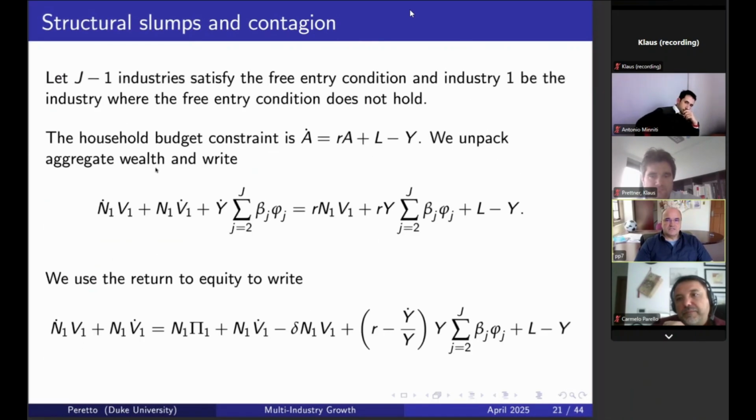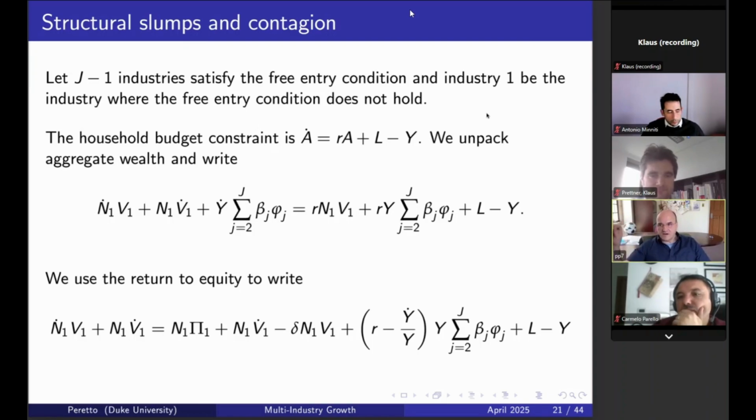Then the discipline of this model is that you can still derive analytically what's going to happen in this situation. And the other thing is that there is a potential for contagion. The fact that one industry experiences a crash with a structural slump, in fact, can propagate to other industries. Why? Because in general equilibrium, all the industries are interconnected.